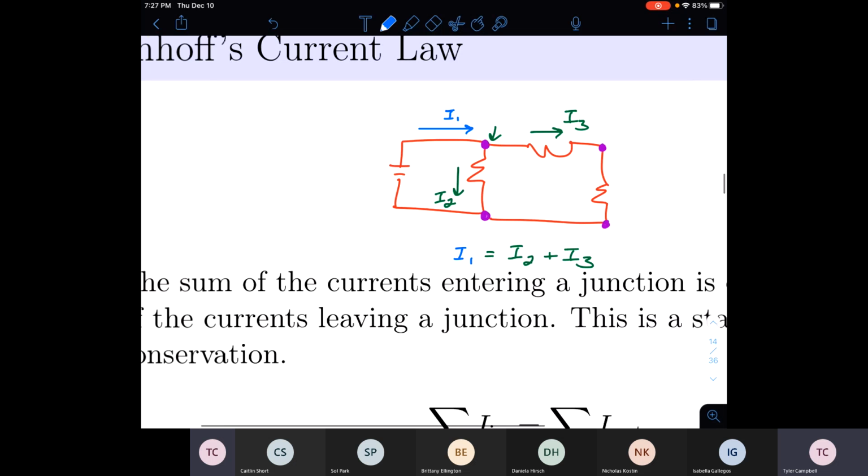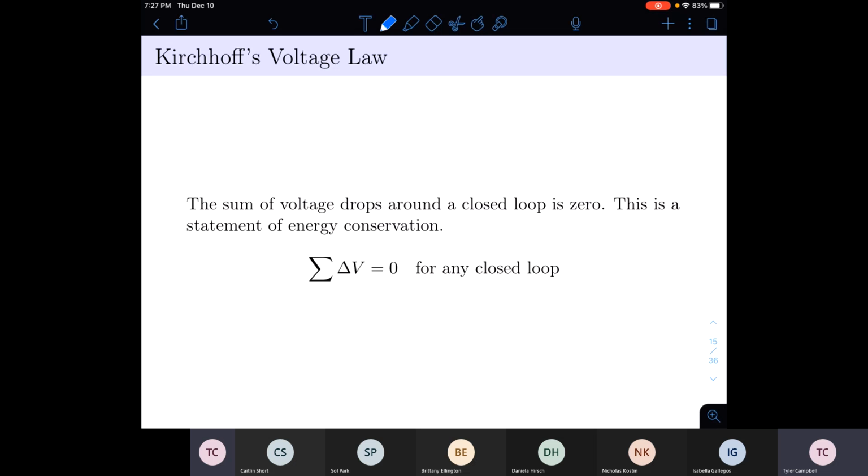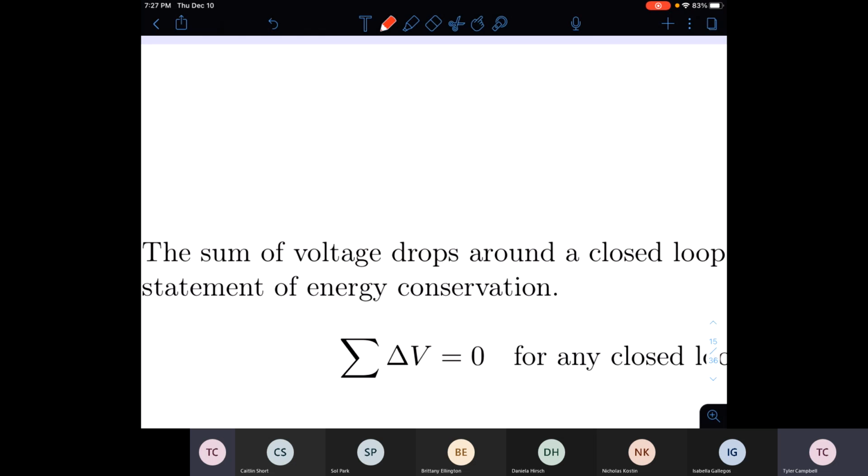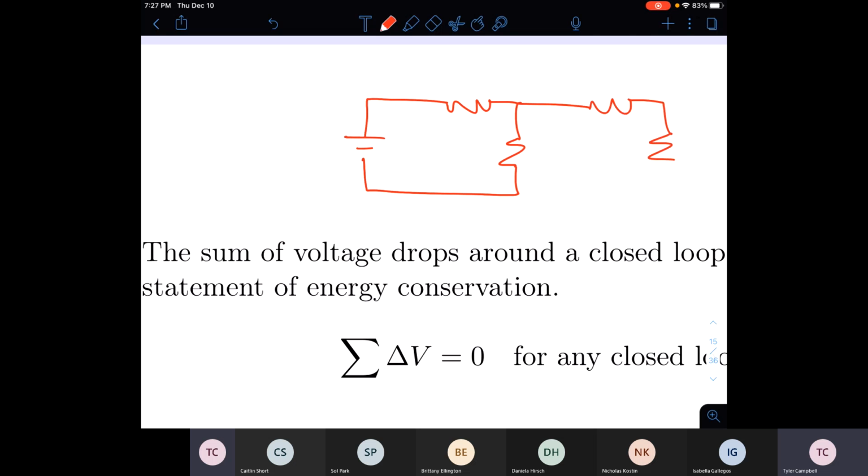On the other hand, Kirchhoff's voltage law says that if I draw any closed loop in any circuit, the sum of the voltages in that loop has to be equal to 0, again because I can't lose or gain energy anywhere. So if I were to draw another circuit here, let's draw something a little bigger.